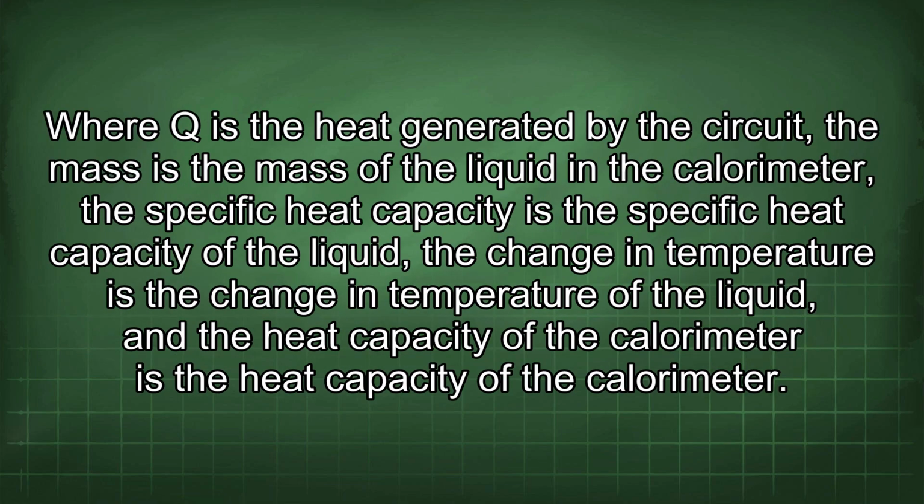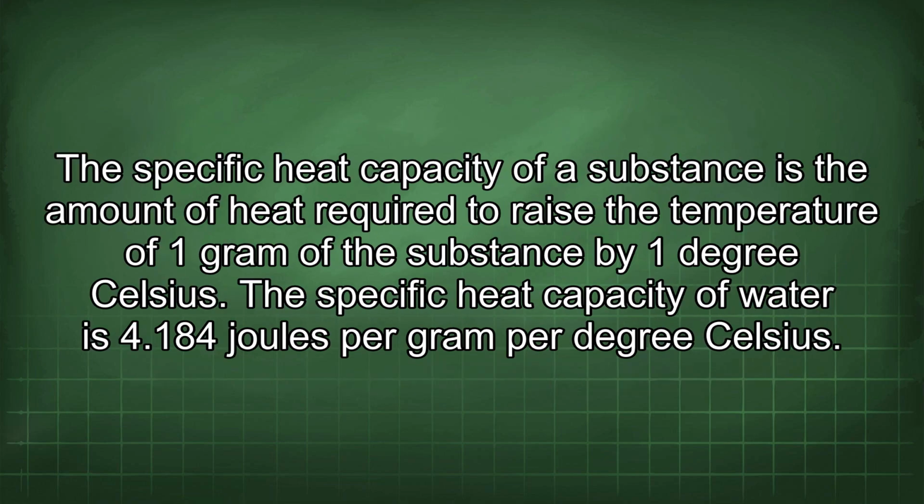Where Q is the heat generated by the circuit, the mass is the mass of the liquid in the calorimeter, the specific heat capacity is the specific heat capacity of the liquid, the change in temperature is the change in temperature of the liquid, and the heat capacity of the calorimeter is the heat capacity of the calorimeter. The specific heat capacity of a substance is the amount of heat required to raise the temperature of 1 gram of the substance by 1 degree Celsius. The specific heat capacity of water is 4.184 joules per gram per degree Celsius.